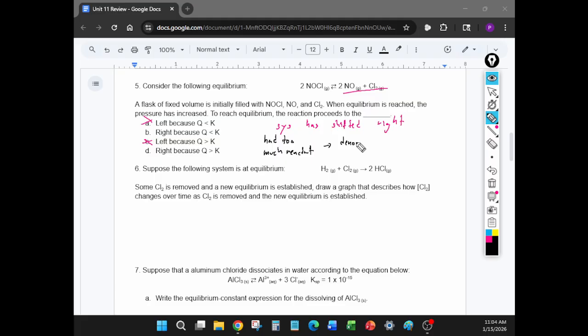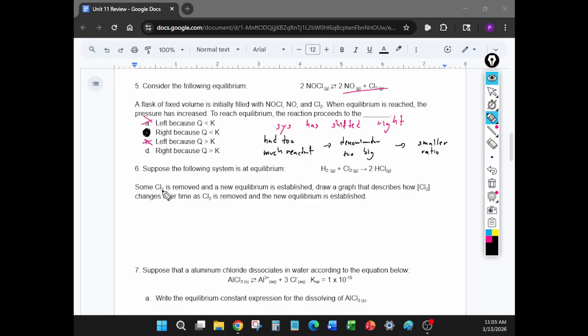So the denominator was too big. And if the bottom of a fraction is too big, does that make it smaller or bigger? Smaller, yeah, because it makes it go down. So it's going to be smaller, the ratio. Okay, so smaller ratio, which means that Q was less than K.